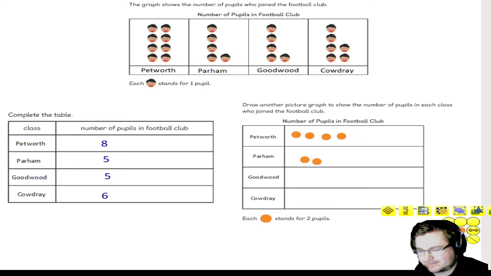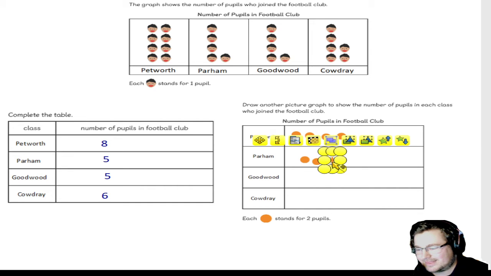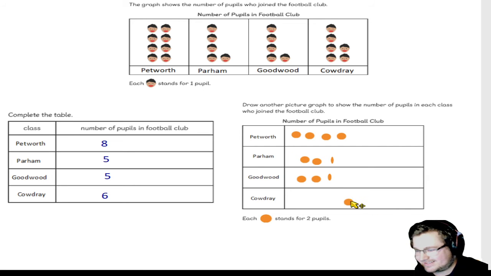I won't be able to do that, so I'm going to have to try and make it 2.5. I might have to do it like this, okay? And I hope that can show 2.5. Goodwood, same again, isn't it? 2 and a half there. And then Cowdray is 6, isn't it? 1, 2, 3, 4, 5, 6.